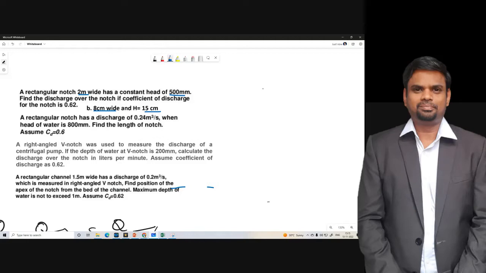Okay, so how do we solve this problem? There are two parts. Let me say A part has width equal to 2 meters, h equal to 500 mm, and we have B part which has a width equal to 8 centimeters, that is equal to 0.08 meters, and h equal to 15 centimeters, that is equal to 0.15 meters.